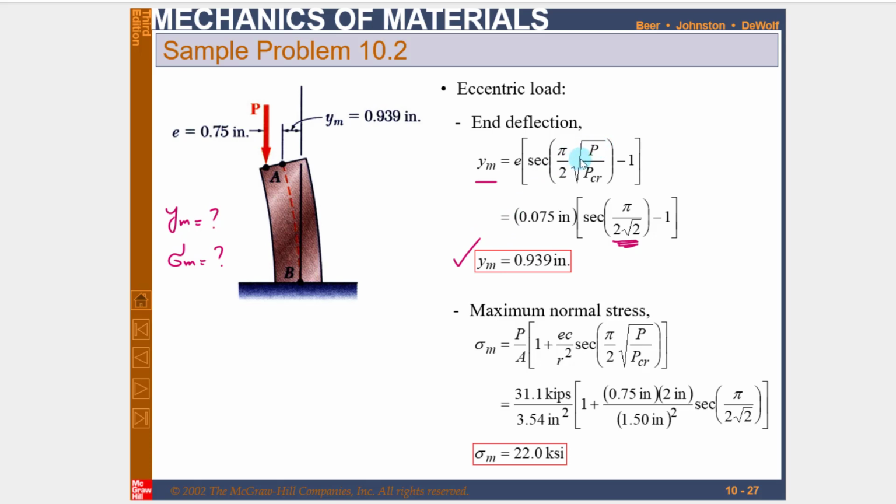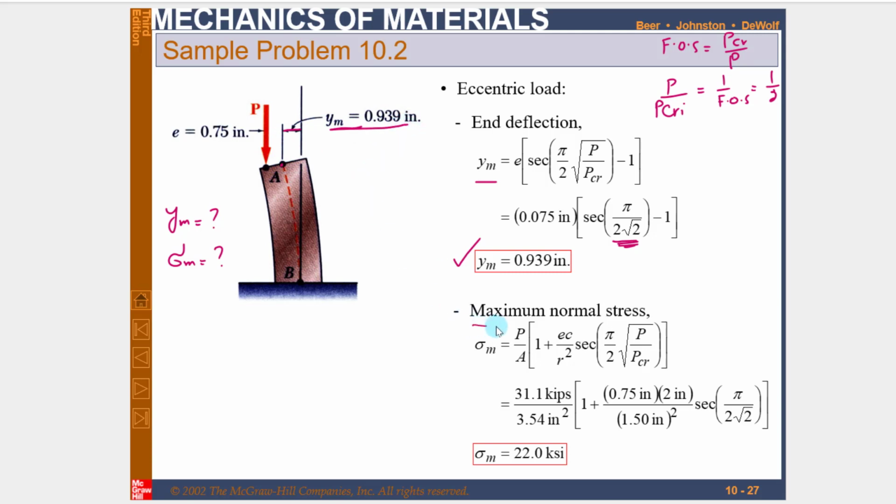I will repeat that. Here you can see P over P critical, so you can see that factor of safety is equal to P critical over P. So P over P critical will be equal to 1 over factor of safety, which is equal to 1 over 2. So pi by 2 into, instead of P over P critical, I can write 1 over 2. So if you further simplify it, it will be pi by 2 into under root 2, clear, minus 1. So maximum deflection Ym, which is from the center, will be this one.